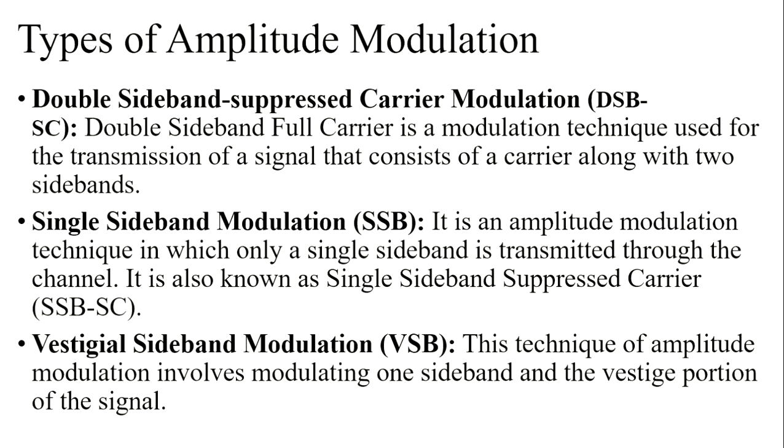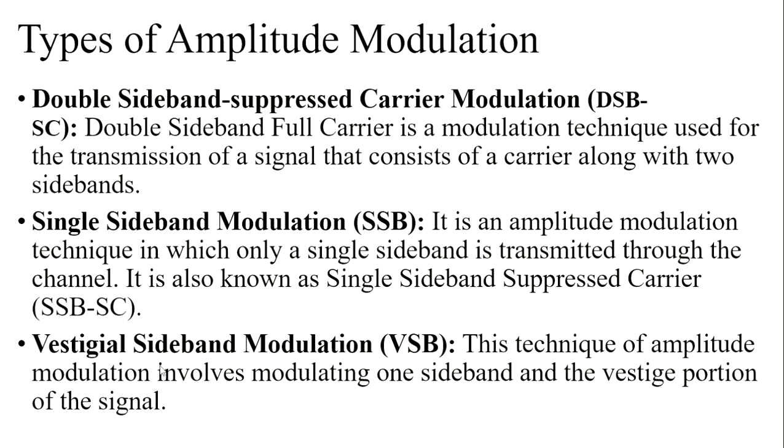Double sideband suppressed carrier modulation is a technique used for the transmission of a signal that consists of the two sidebands, both the lower sideband and the upper sideband. That is called double sideband suppressed carrier modulation. The second one is single sideband modulation. That is a technique in which only a single sideband is transmitted through the channel, called SSB-SC. Single sideband means transmitting only the upper sideband or the lower sideband.